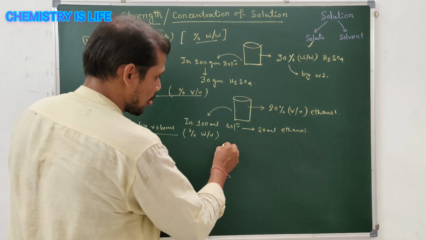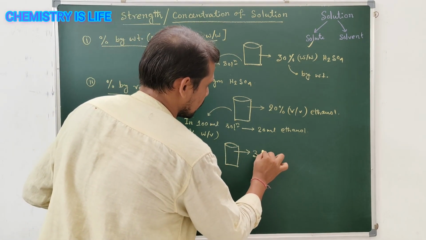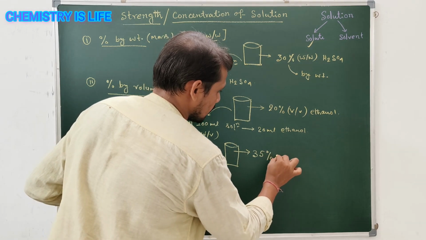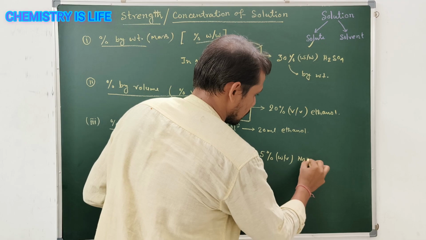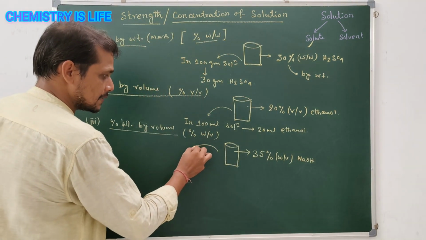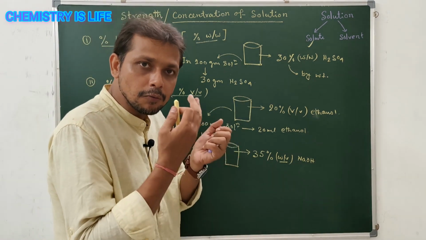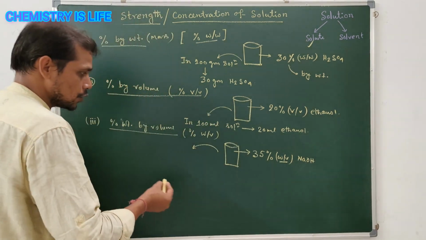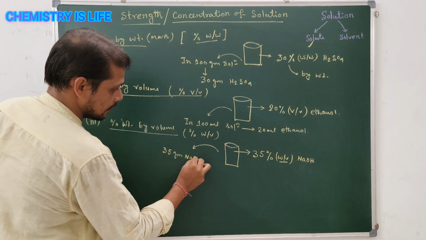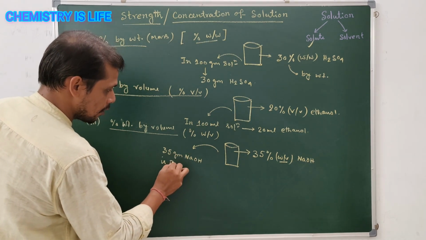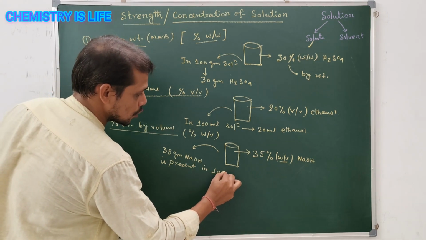So let's take an example. Let's say it is written 35% W by V NaOH. So what does that mean? It means W by V means solute will be in gram, and the volume of the solution will be 100 ml. So 35 gram NaOH, this is solute, is present or dissolved in 100 ml solution.